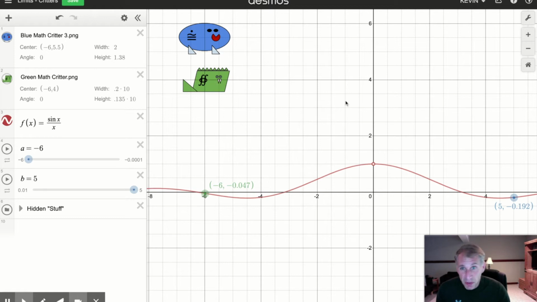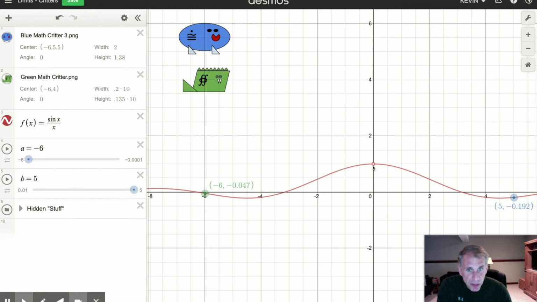This year I've created a couple new guys here. Hopefully they're going to be as famous as like Pokemon. So I'm going to take this green one here and I'm going to place it on the graph. And I have a graph here of f of x is equal to sine of x over x. And I want to look at the limit of this as x approaches 0.